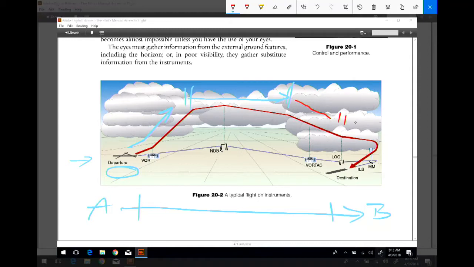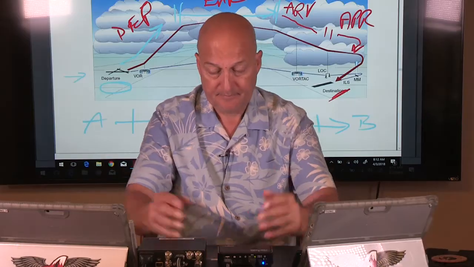Here in the arrival, we can begin to make our approach. So you have your arrival here, you have your approach here, and then you have your landing over here. En route, departure. Those are going to be the segments that we're going to be talking about, how we do it.